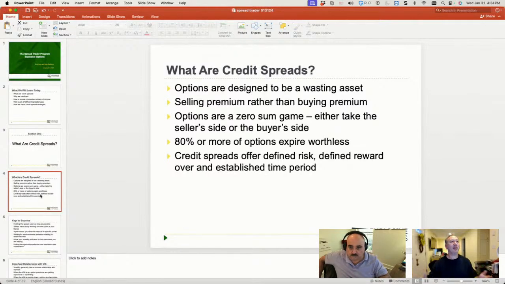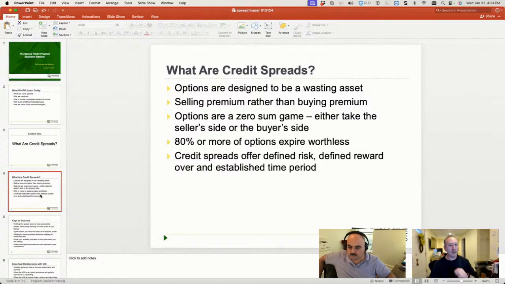So basically the question to ask you is, what are credit spreads? Well, options, as they were created, were meant to be what's called a wasting asset, right? What does that mean? It means it expires. Think of a carton of milk, okay? It's got an expiration date on it, right? You go to the grocery store, you buy a carton of milk, stick it in the refrigerator, and you use it as quickly as you possibly can. And as you get closer to that expiration date, it starts to turn sour, right? And then you have to throw it away.